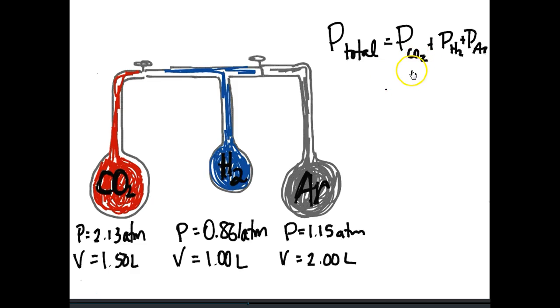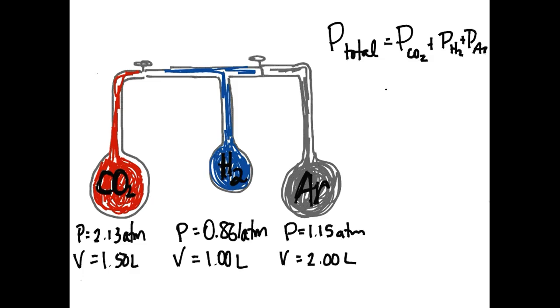So P total will equal the partial pressure of CO2 plus the partial pressure of hydrogen plus the partial pressure of argon. However, once we mix these together, the partial pressures are going to change, because if we just take CO2 for example, before we allow it to expand into the entire container, it only occupies a volume of 1.50 liters. But once we open both stopcocks, it will be allowed to occupy the entire volume, which would be 1.5 plus 1 plus 2, which would be 4.5 liters. And so we have to calculate the new partial pressure once each gas is allowed to expand into the entire container. You can't just simply add them up.